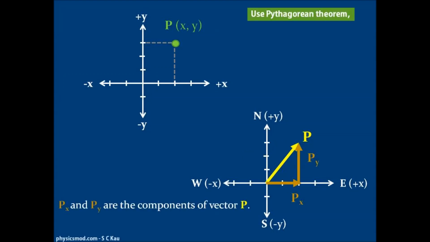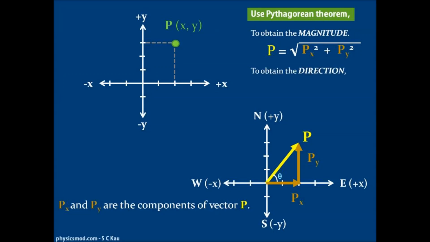If you observe, it's a right triangle, so you can use the Pythagorean theorem to solve for the magnitude of P. As for direction, use the trigonometric function tangent of theta equals the length of the opposite side divided by the length of the adjacent side.